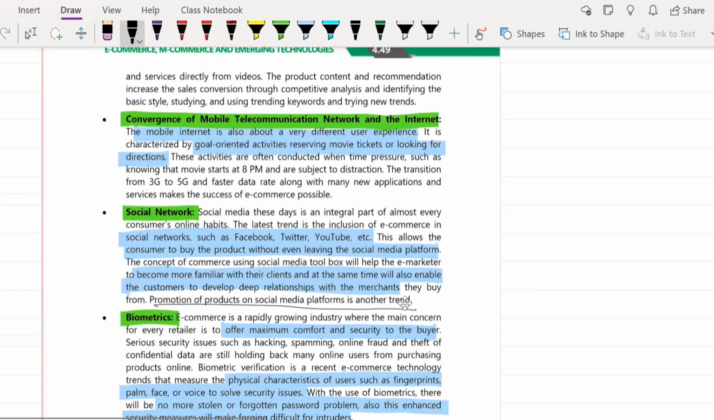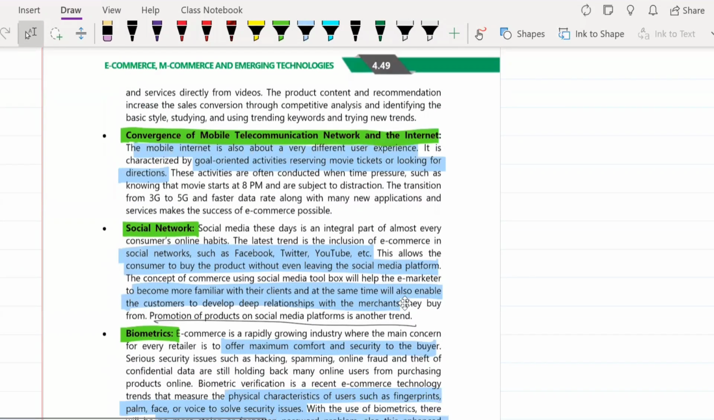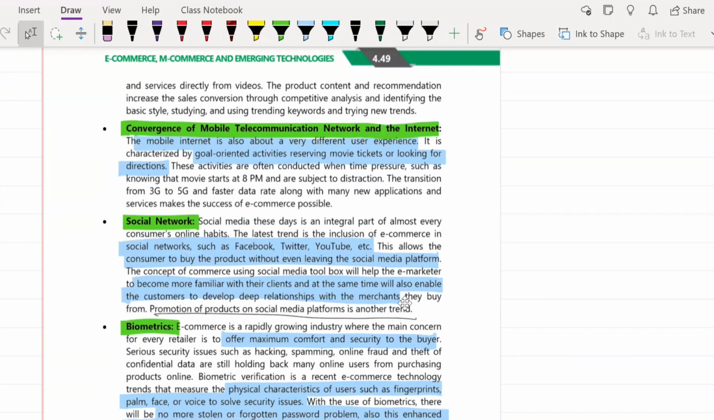Okay. Next, especially also because of the mobile apps. Next is the mobile telecommunication network and the internet. So as you all know, the mobile internet is very okay. So mobile internet, that's just like the last point.